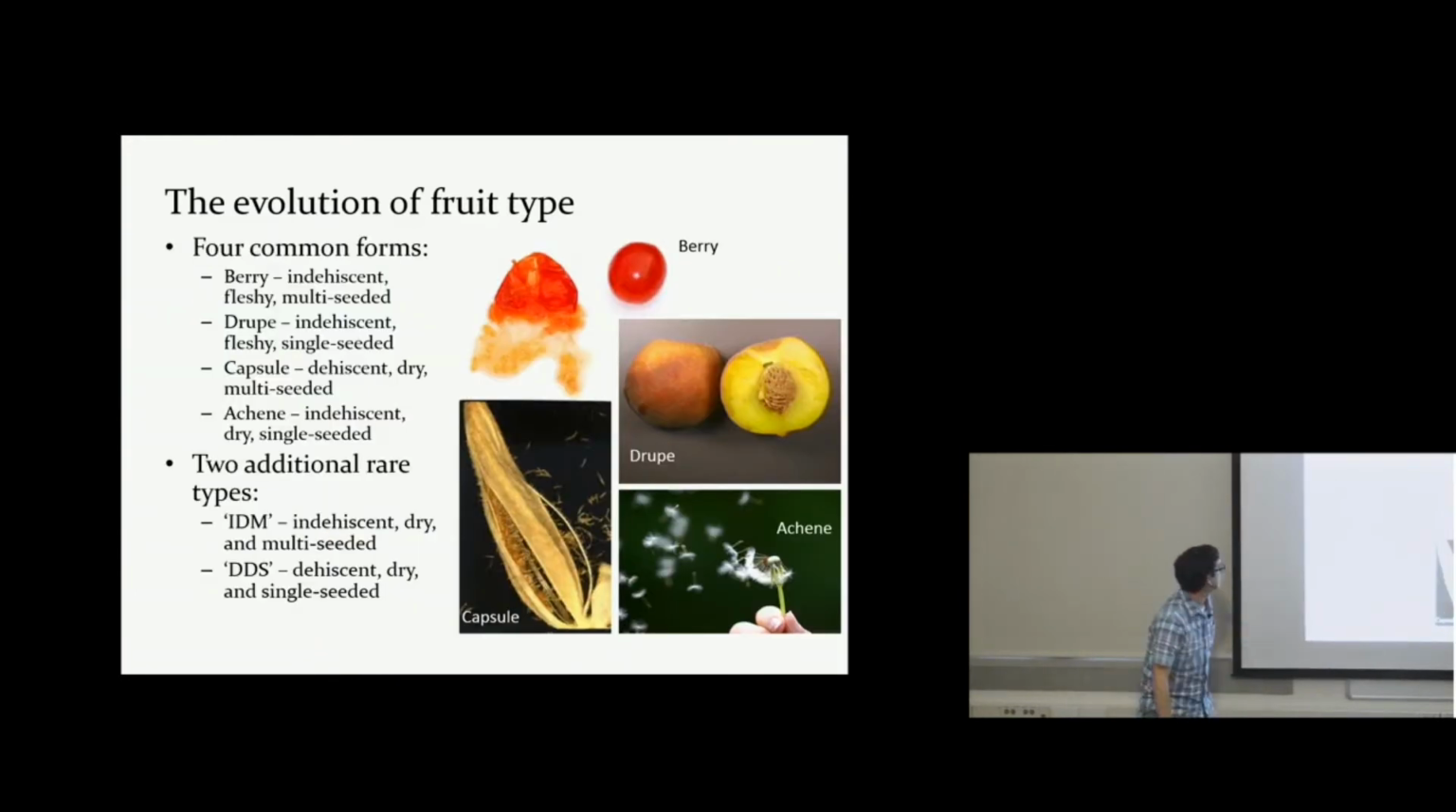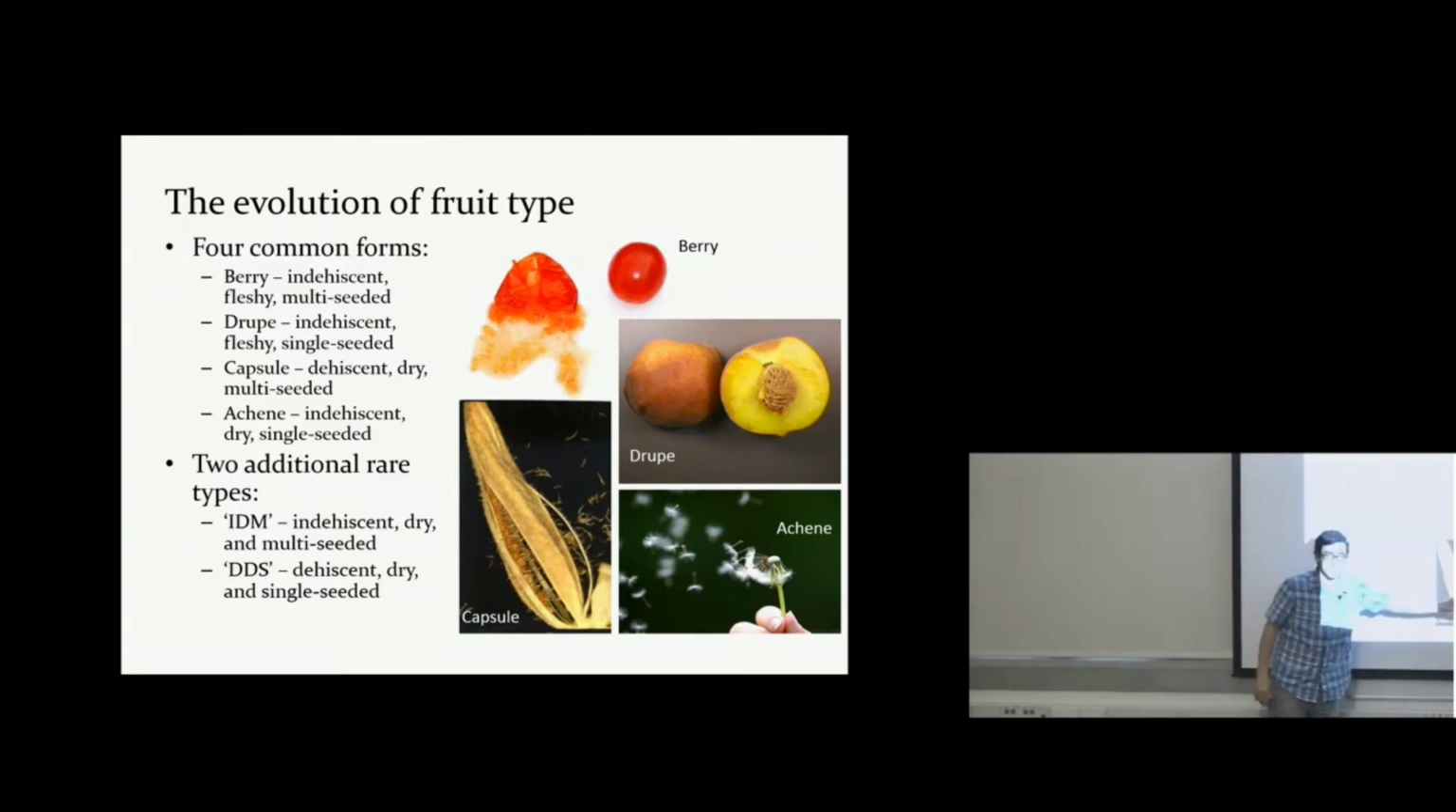And we found that companionlids actually have 4 basic common types. One is a berry, which, again, doesn't open, so it's indehiscent. It's fleshy, and it has multiple seeds. A tomato is a really good example of a berry, not a vegetable. A drupe, which is like a berry, but it only has a single seed. And then we have capsules, which dehisce, have multiple seeds, and are dry. And finally, the achene, which is single-seeded, indehiscent, and dry.